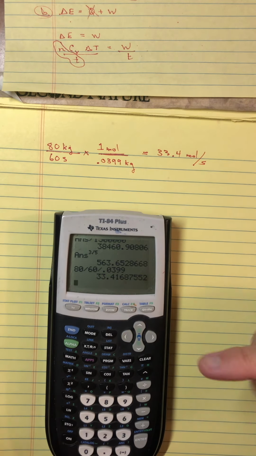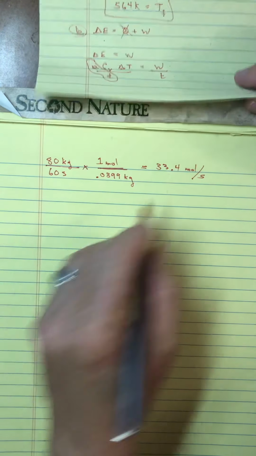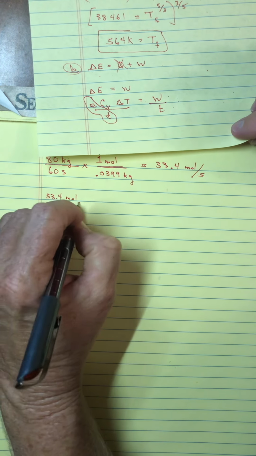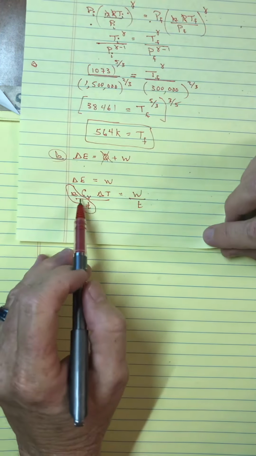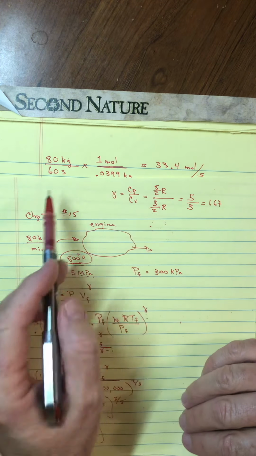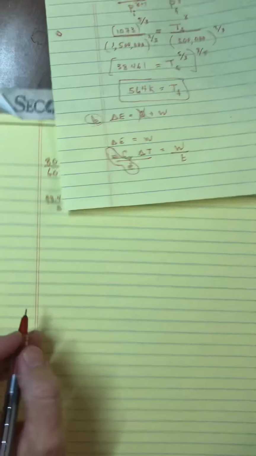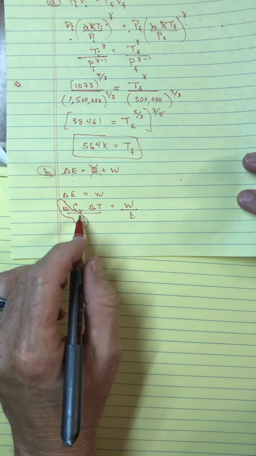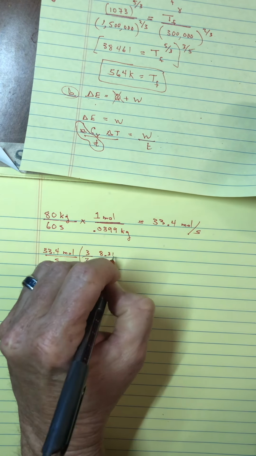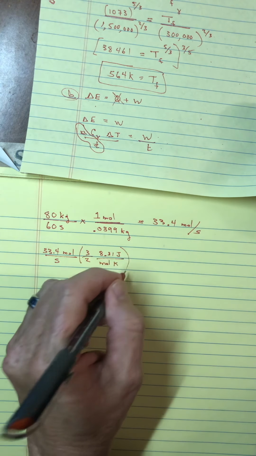Now, that is the number I'm going to use back up here, number of moles per second. So that's the 33.4 moles per second. Now, CV, as we did back here on page 1, we got to look at what kind of gas. Again, they said argon. Argon is monatomic, so this would be 3/2 R. So right there, I'm going to put 3/2 R, and R is 8.31 joules per mole Kelvin.